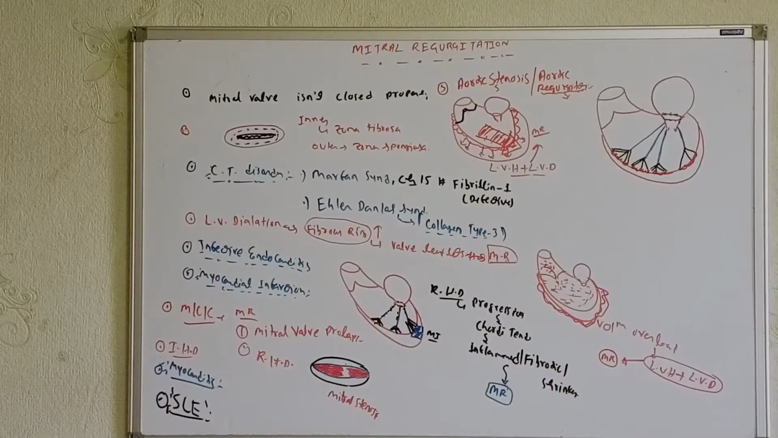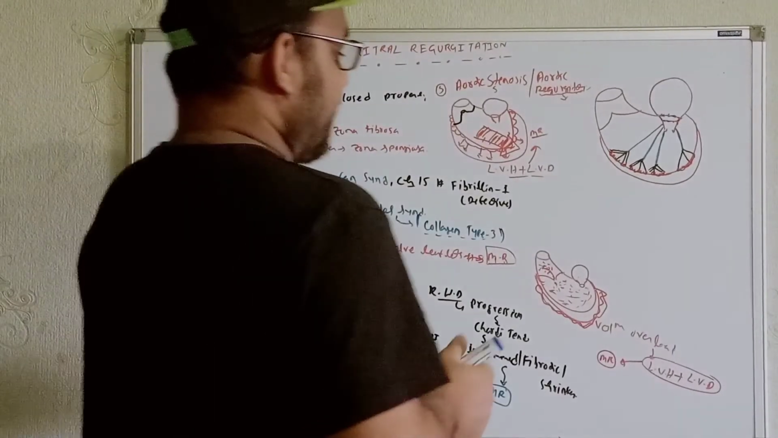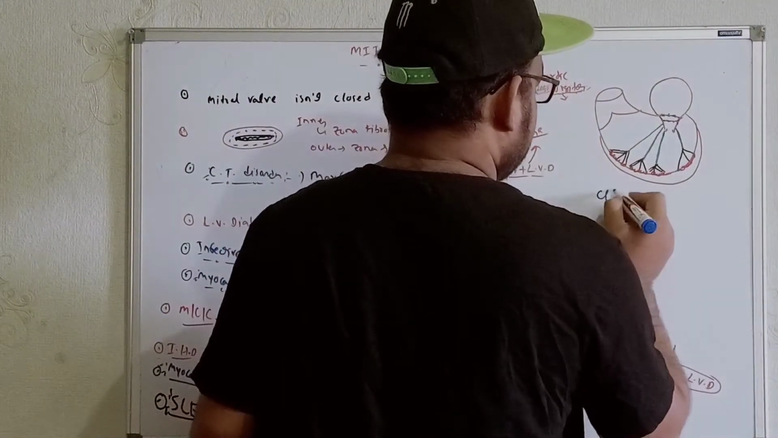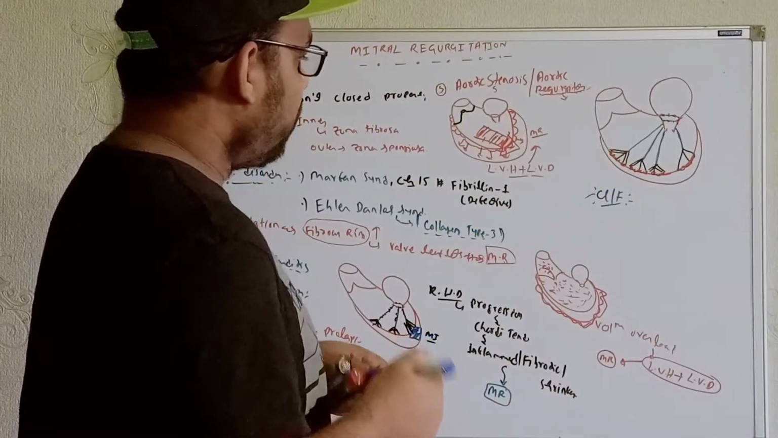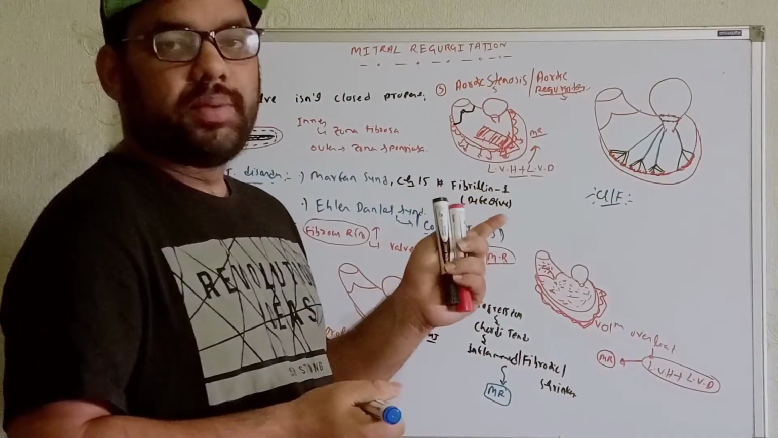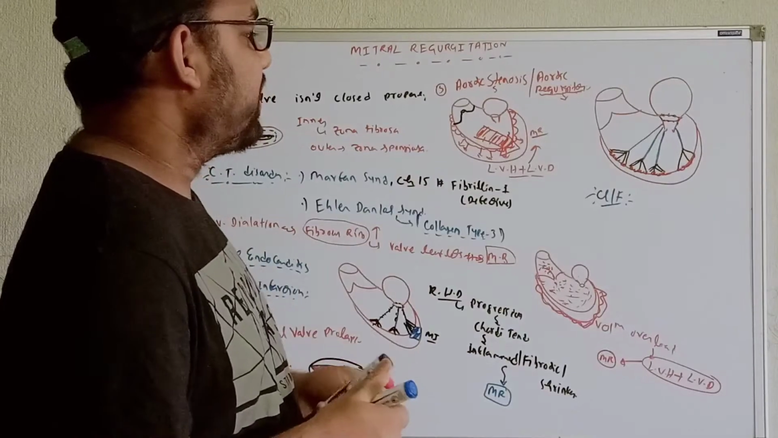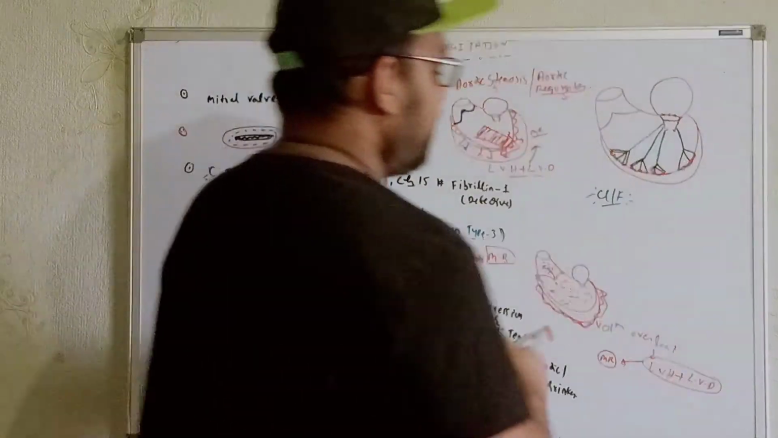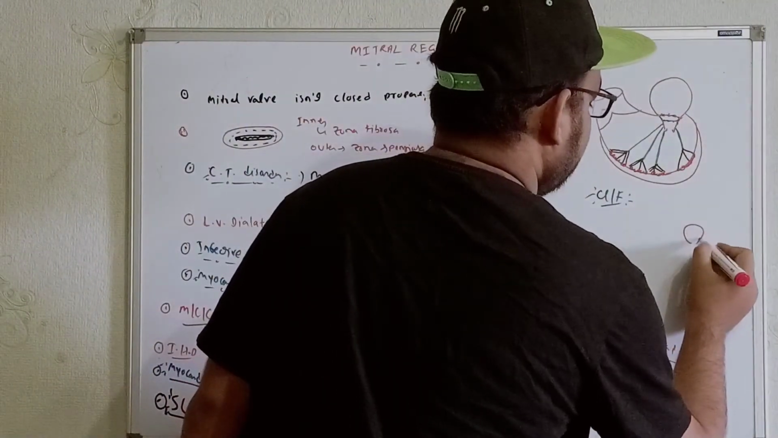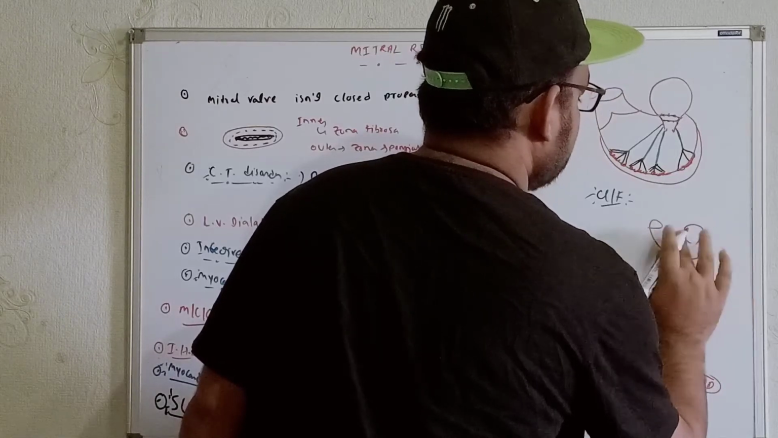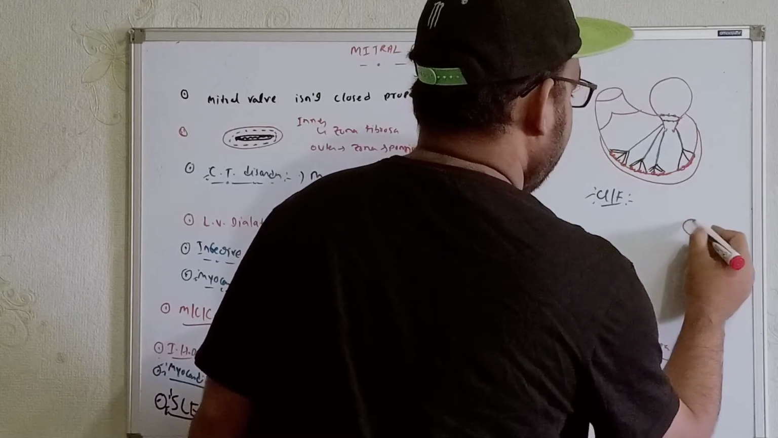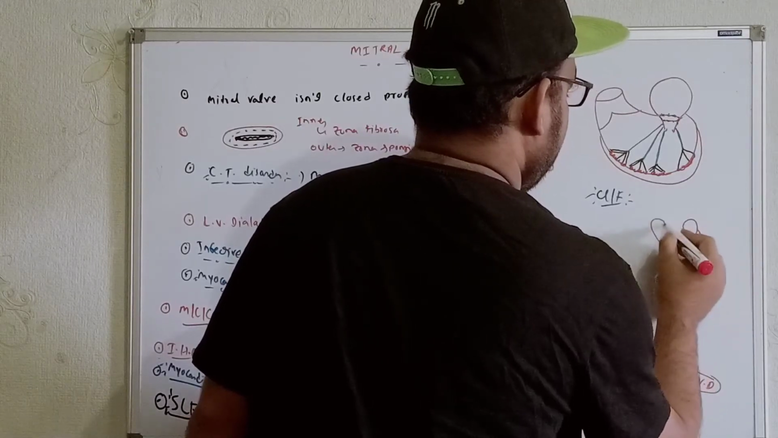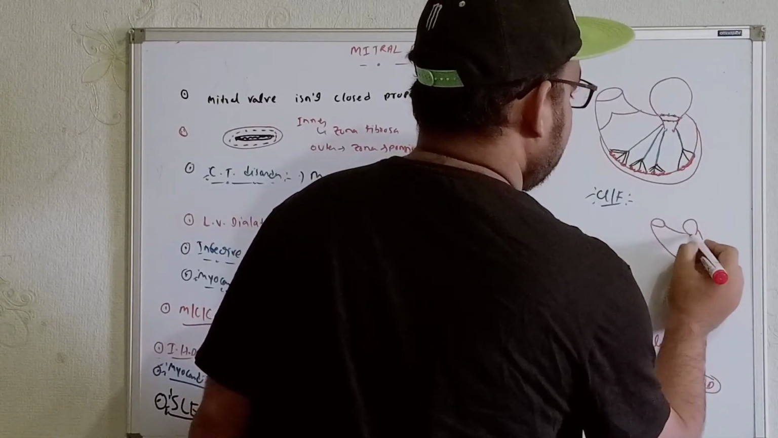So let's continue. Now, as far as the clinical features are concerned, what are the clinical features we can get over here? Try to understand. Whenever you are getting the development of mitral regurgitation, as a result we will see backward blood flow from the left ventricle to the left atrium.